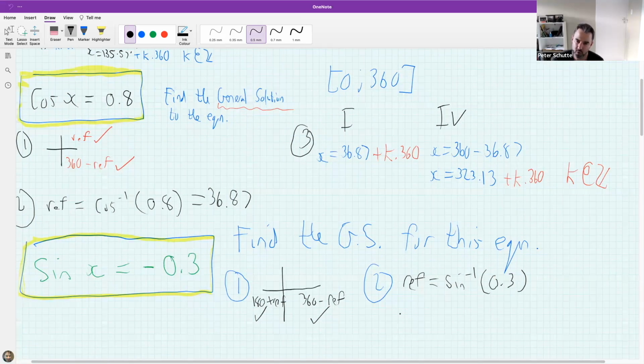So I want to know, what is my reference angle for this particular question? Pop it in the chat. You should be getting 17.46. And now I want you to work out my answers for me. What's the last step?